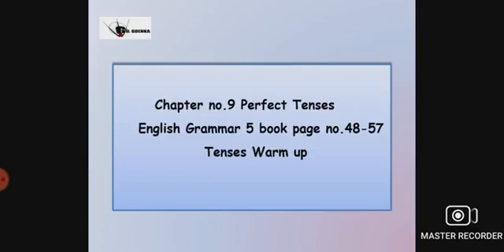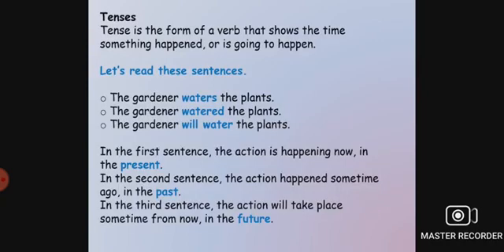In today's English class, we'll start chapter 9, Perfect Tenses. That is from your English Grammar Book 5, page number 48 to 57. In today's class, we'll have a warm-up session about tenses. So to begin with, what are tenses?